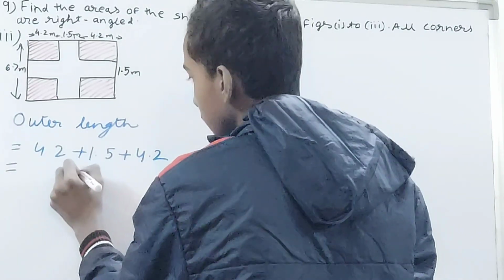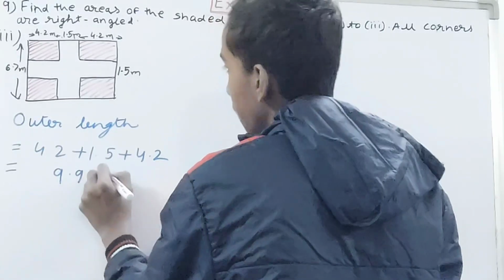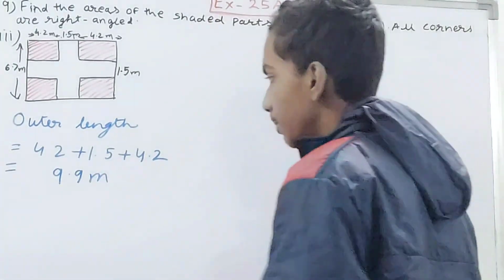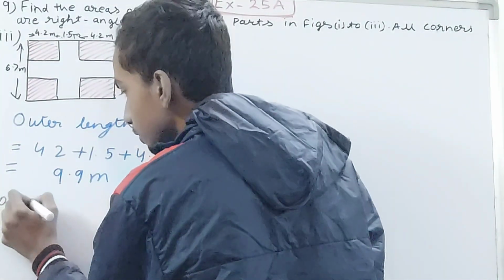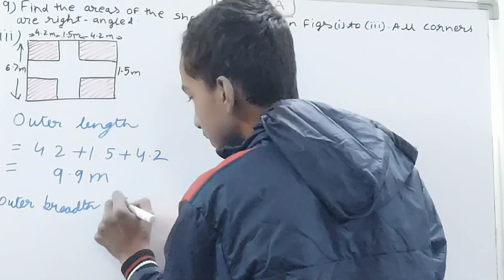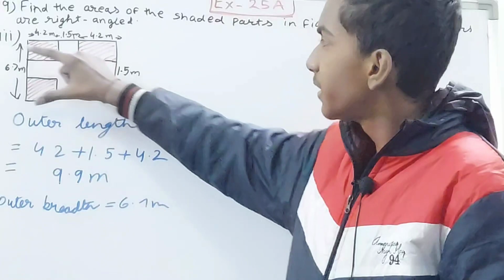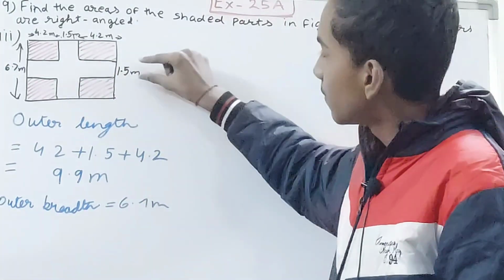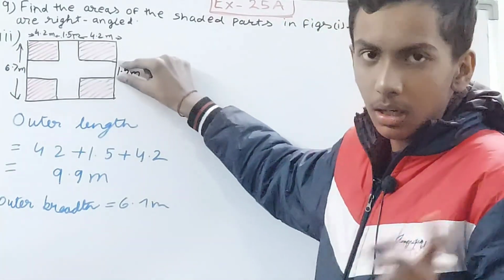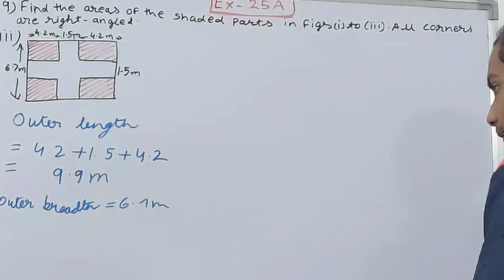252, that is 9, 414, that is also 9.9 meters. This is the outer length, and we need the outer breadth also. Okay, so outer breadth is equal to 6.7 meters, because this is given. This is 6.7, don't get confused with this 1.5. This 1.5 is the breadth of the cross section, right? Not the breadth of this entire thing. So this is the outer breadth.